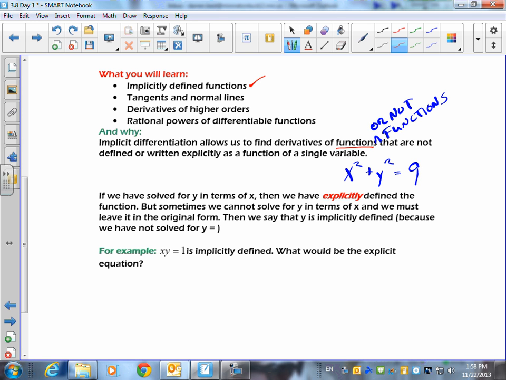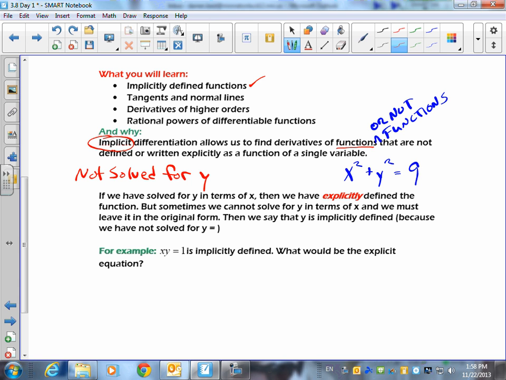So, just as far as a definition, implicit functions, to put it simply, are not solved for y. Put it into a simple notation for now. Implicit functions are not solved for y. They're going to have x's and y's on the same side. They're going to have x's and y squareds in the same equation.